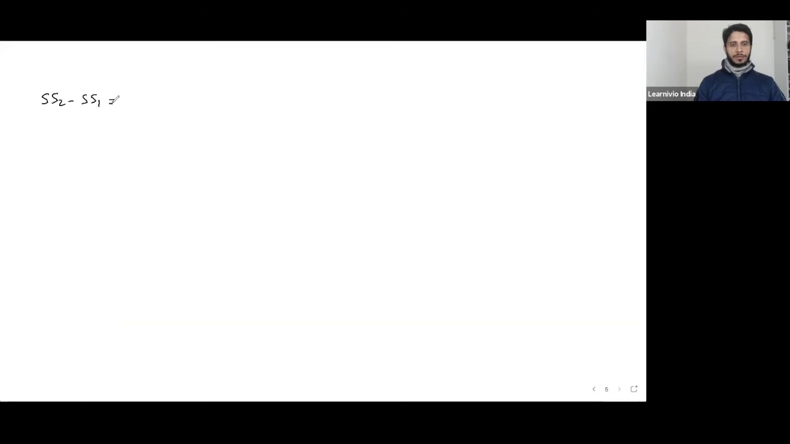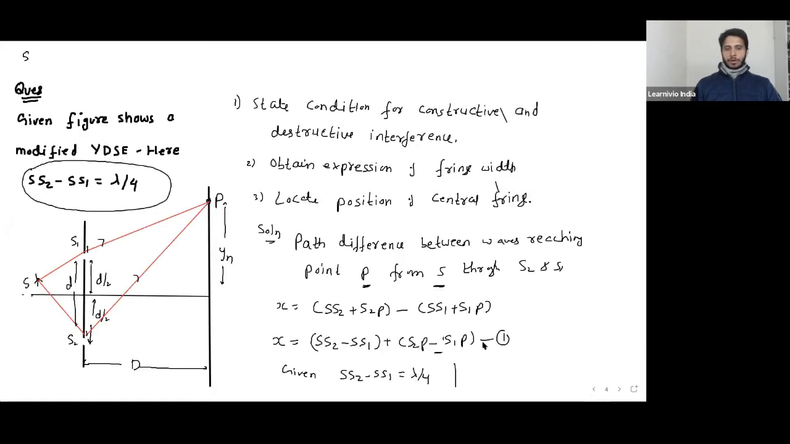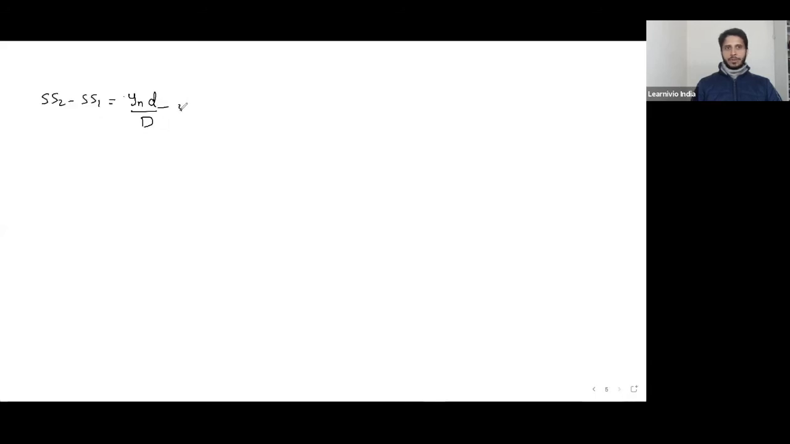S2P minus S1P is yn small d by capital D. This we have derived. That n lambda capital D by small d comes from this definition only. To derive this, we just put that path difference is n lambda for a bright fringe. So if I do all these substitutions, I call this equation number 2, and this equation number 3.